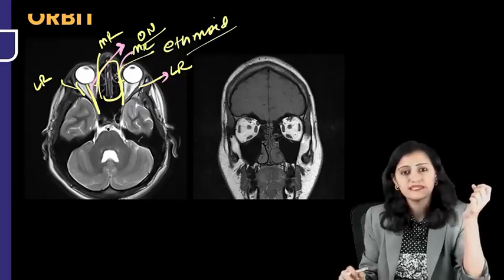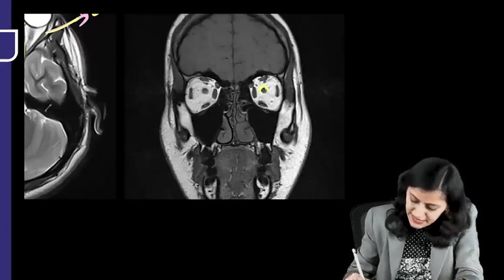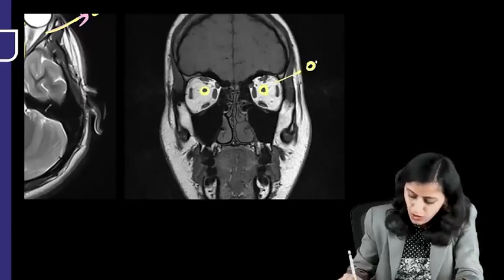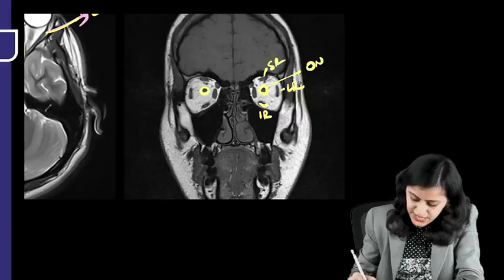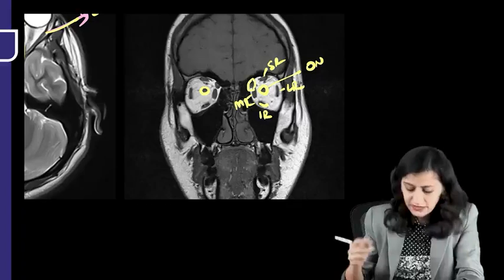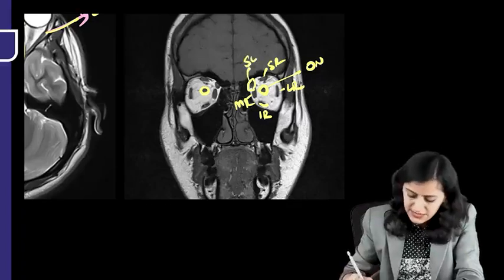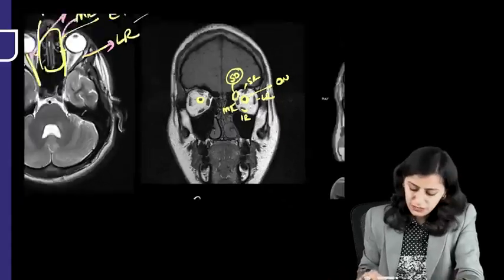Okay, that is the ethmoid sinus. Look at this MRI showing the muscles. Right in the center is the optic nerve. And these muscles: inferior is the inferior rectus, then lateral rectus, superior rectus and medial rectus. The one which you see separately, superomedially, that muscle is the superior oblique muscle.